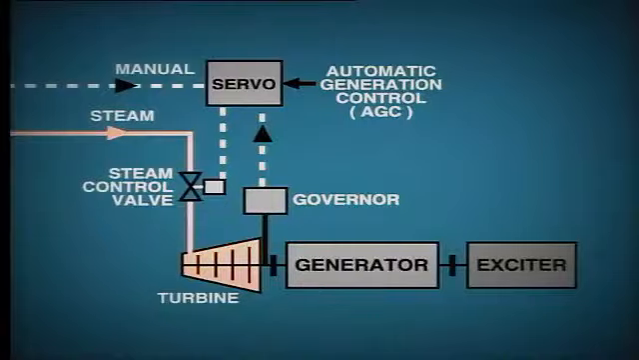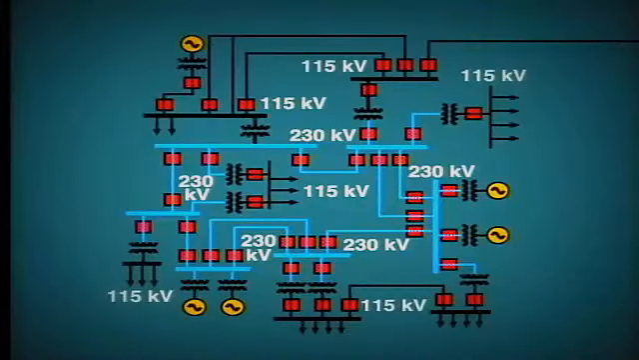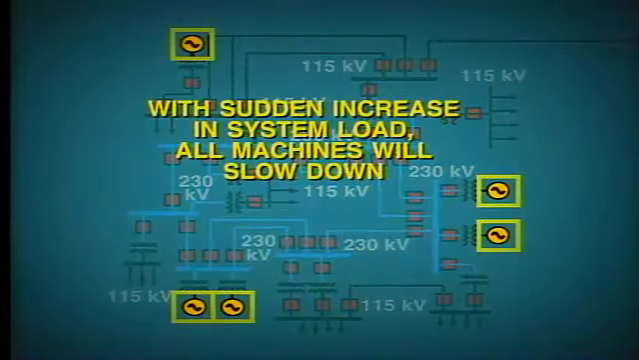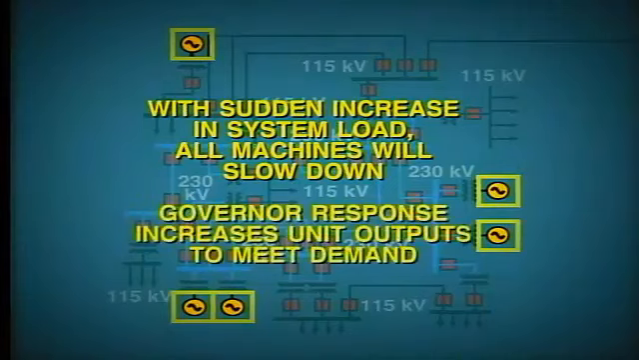Most of the machines on the system, that is, steam turbines, gas turbines, and hydro turbines, will operate on governor control. If there is a sudden increase in system load, all of the machines immediately slow down, and this is immediately detected by the governors. Governor response opens up the fuel inlet or steam inlet valves, and so increases the unit outputs in order to meet the increased load demand. This action takes about 10 seconds to stabilize.